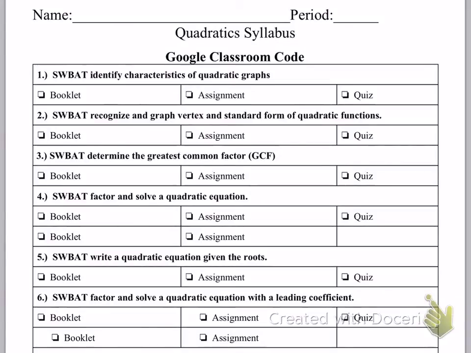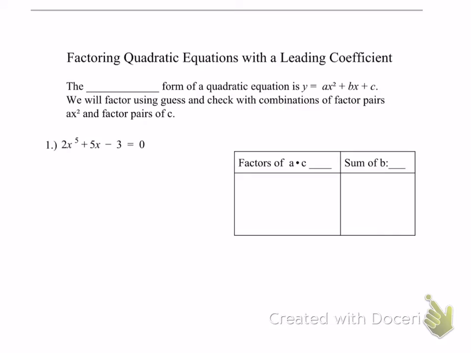We are moving on to how to factor a quadratic that has a leading coefficient. So we're on 6 today. Let's go ahead and jump to some notes.